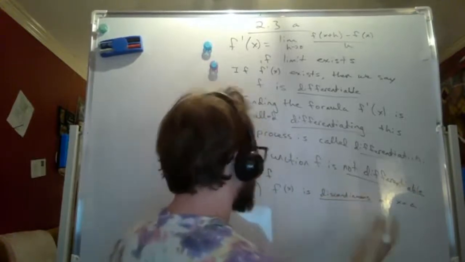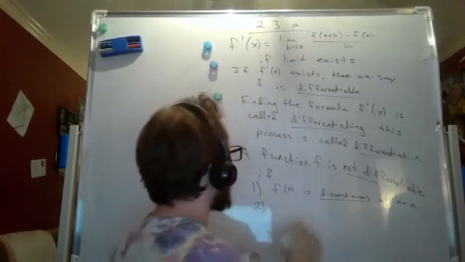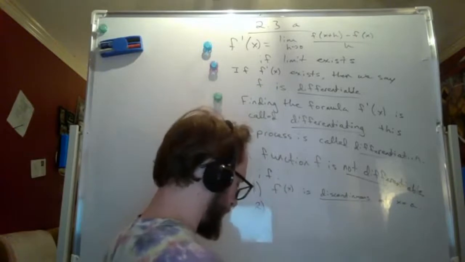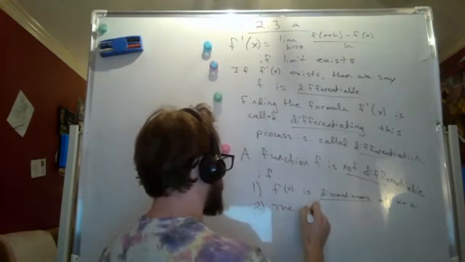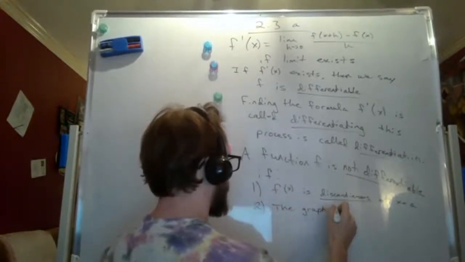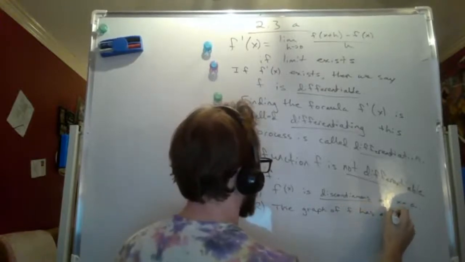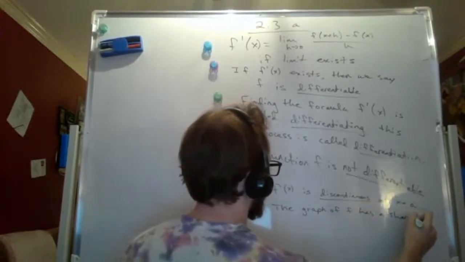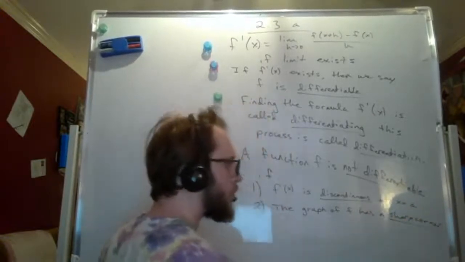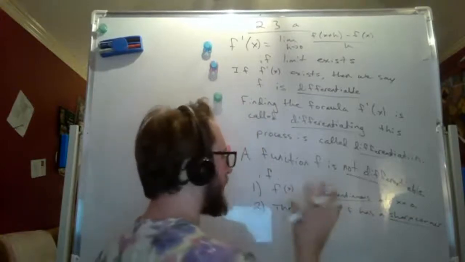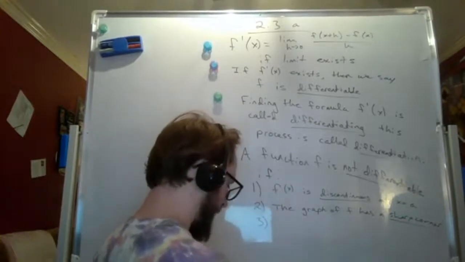What is discontinuous? Well, that's another vocabulary word we'll get into in a moment. Second, a function f is not differentiable if the graph of f has a sharp corner. Well, what is a sharp corner? What do I mean by a sharp corner? Again, that's something we'll touch on in just a moment, but let me cover our third case and then we'll talk about it.